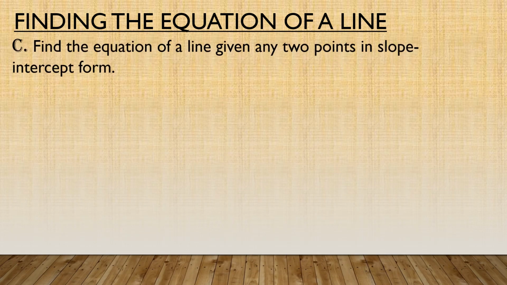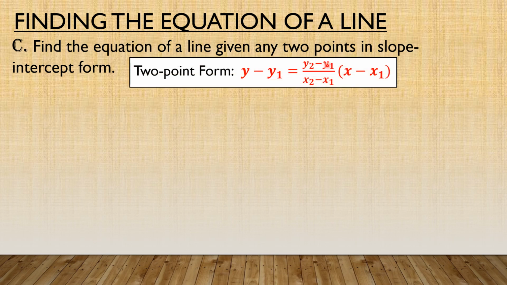Let's continue with letter C. Find the equation of a line given any 2 points in slope-intercept form. So, ibibigay daw natin yung ating answer sa slope-intercept form. Since we will be having 2 points, therefore, we will use the 2-point form. The 2-point form says that y minus y sub 1 is equal to y sub 2 minus y sub 1 all over x sub 2 minus x sub 1 times the quantity x minus x sub 1.